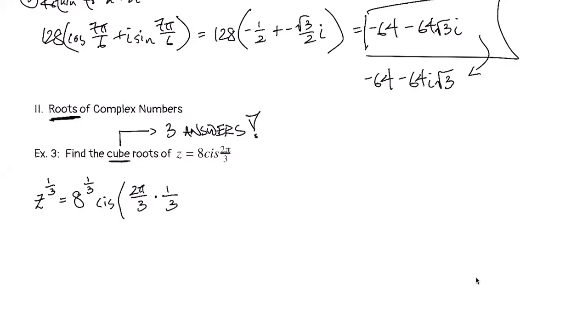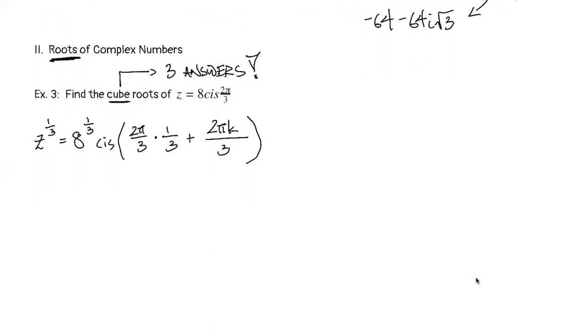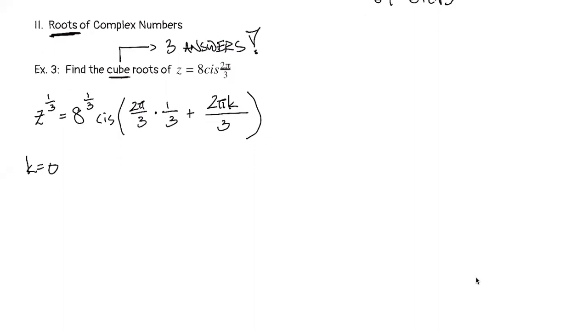Okay. And in addition to that, like I said, if I know I'm going to have 3 answers, here's what I need to also have in here. Plus, kind of like our general solutions from the other day, 2 pi k, but we're also going to divide this by whatever root we're looking for. Okay. So this is our general form. If we have 3 answers, we're going to find them by plugging in 0. We're going to plug in 1, and we're going to plug in 2. Okay.